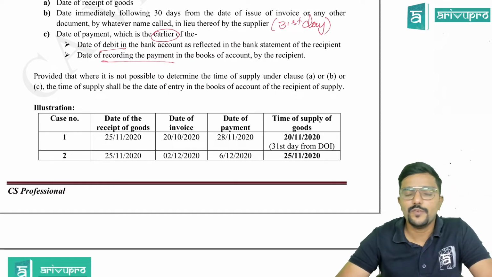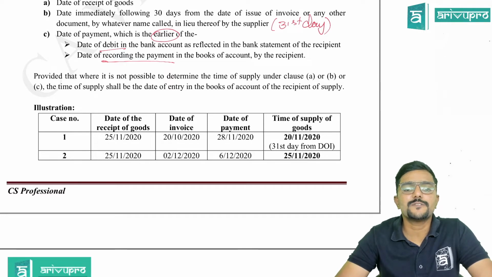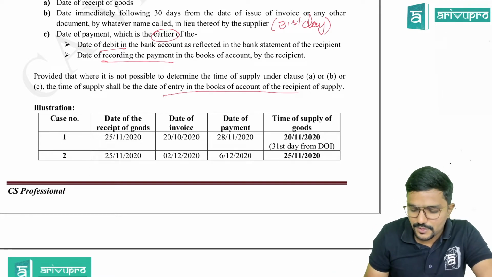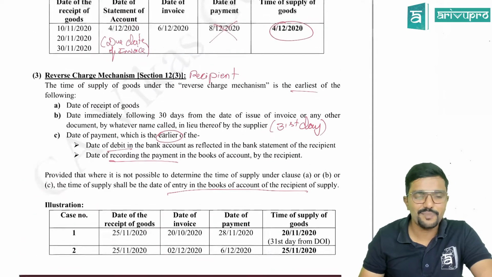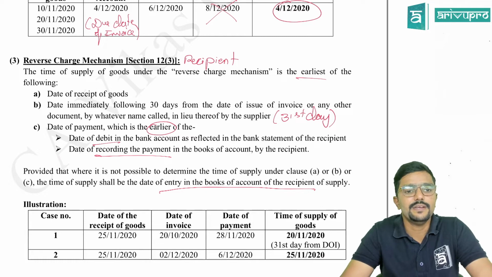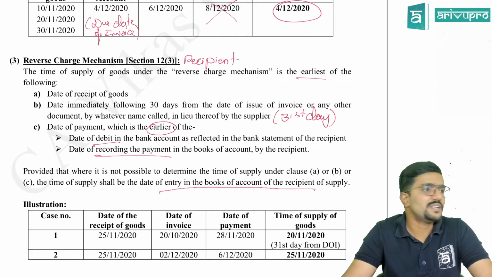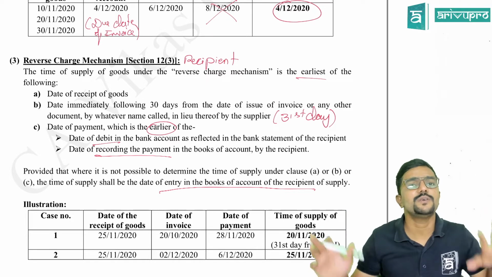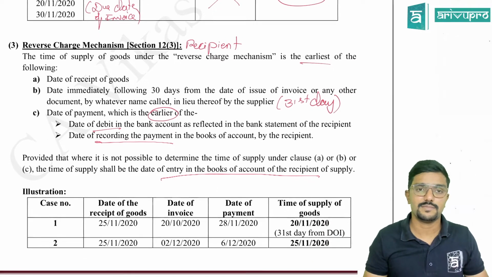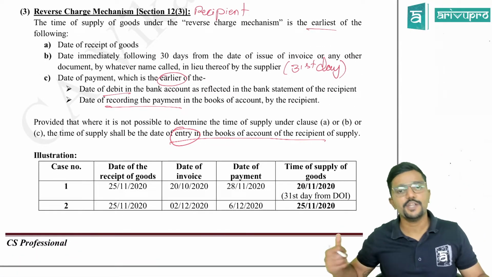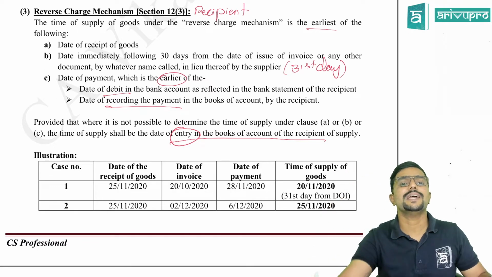Provided that where it is not possible to determine the time of supply under clause A or clause B or C, the time of supply shall be the date of entry in the books of accounts of the recipient of supply. It means that if you are not able to calculate on what day I received the goods, or which is the 31st day from the invoice date because I have lost the invoice, and on what day payment was made I am not able to determine, then they give a miscellaneous provision: the date on which you make the entry in your books of accounts. That date only is the time of supply.